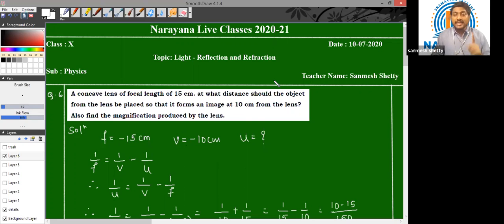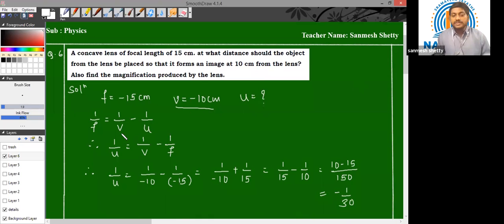Now, a concave lens always forms a virtual image. A concave lens always forms a virtual image on the same side of the lens as the object is kept. Same side where the object is kept, on the same side the image is also formed. That's why I have taken minus 10 centimeter, image distance as minus 10 centimeter. Why? Because it is also formed on the negative x-axis. So we need to find the object distance first.